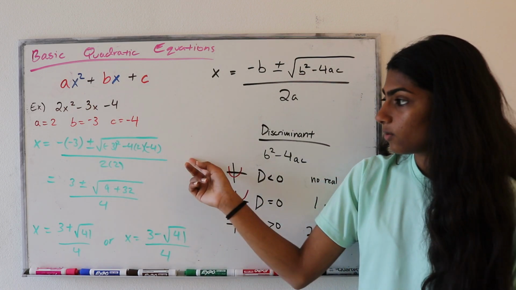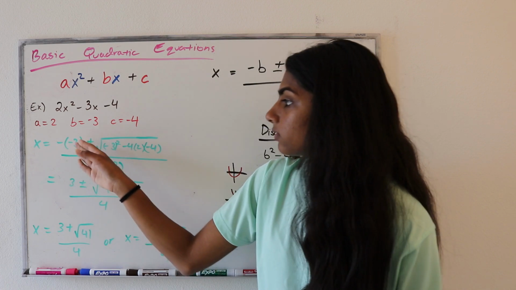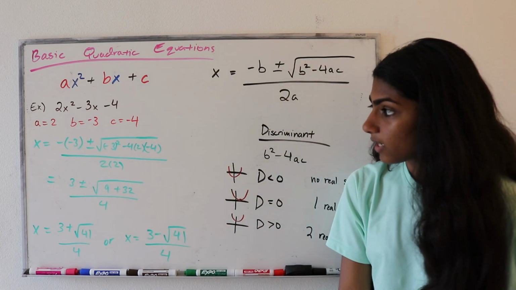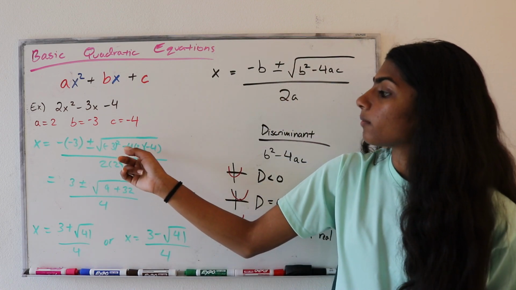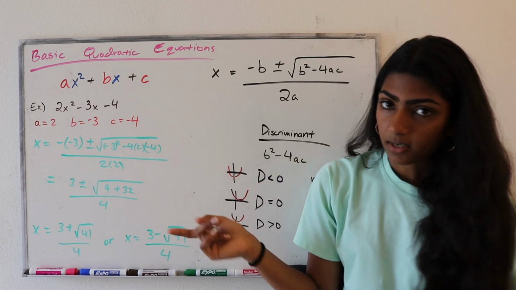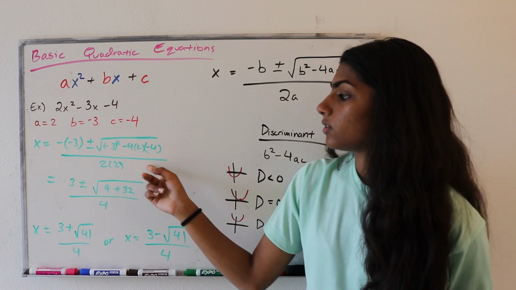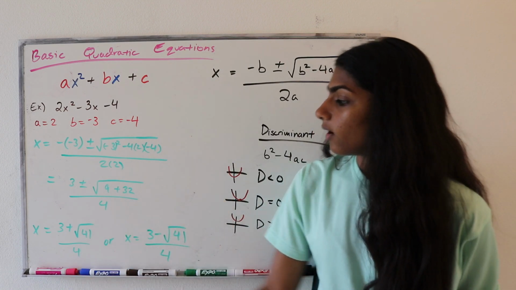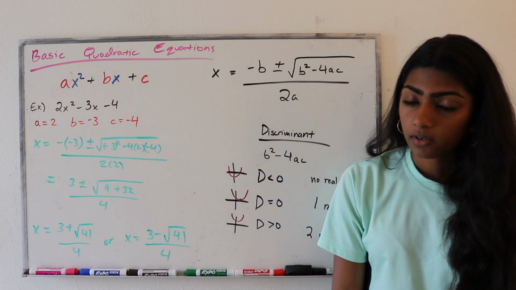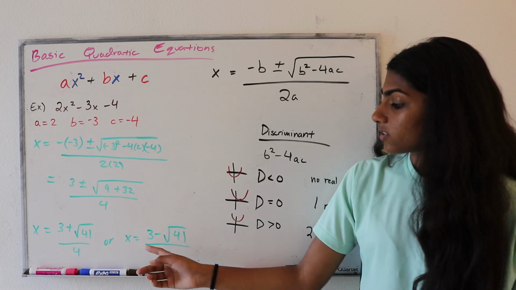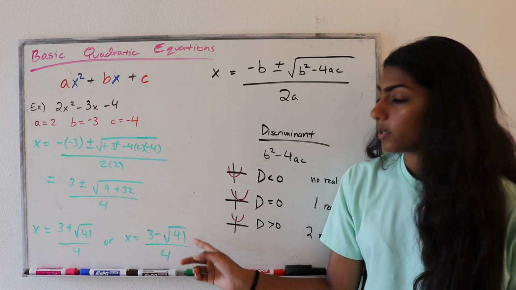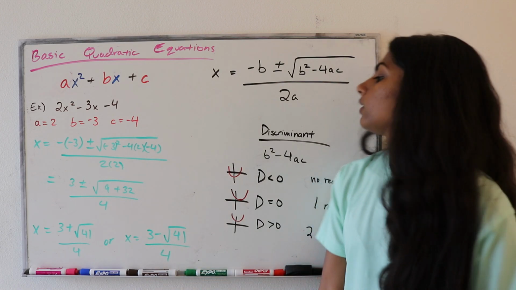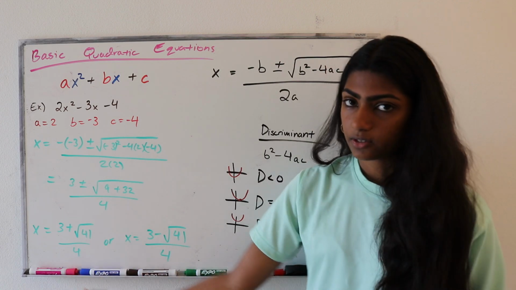Next, we're going to plug them into the equation, where we get negative times -3 plus or minus the square root of -3 squared minus 4 times 2 times -4, over 2 times 2. And we're going to keep simplifying this until we get our answer right here: x equals 3 plus the square root of 41 over 4, and x equals 3 minus the square root of 41 over 4. So this means that x has 2 different solutions.